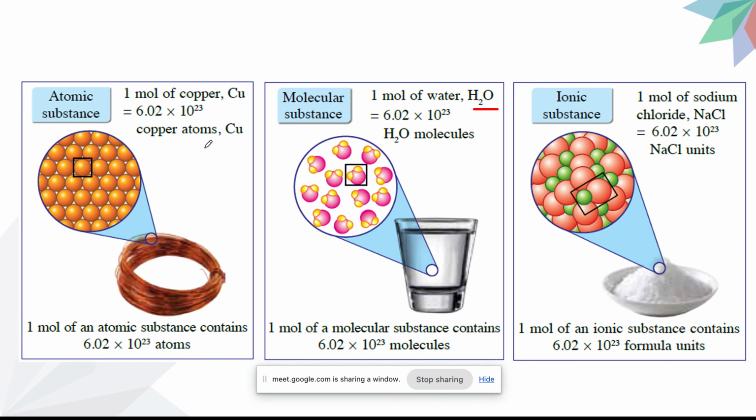One mole of molecular substance contains this huge number of molecules. 1 mole of ionic substance contains this huge number of formula units of the substance. Okay? Now we move on. How big is a mole? Therefore, it means a mole is big if 1 mole contains that huge number.